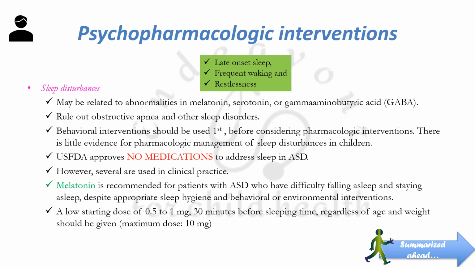Melatonin is recommended for patients with ASD who have difficulty falling asleep and staying asleep, despite appropriate sleep hygiene and behavioral or environmental interventions. A low starting dose of 0.5 to 1 mg, 30 minutes before sleeping time, regardless of age and weight, should be given. A maximum dose of 10 mg can be reached.